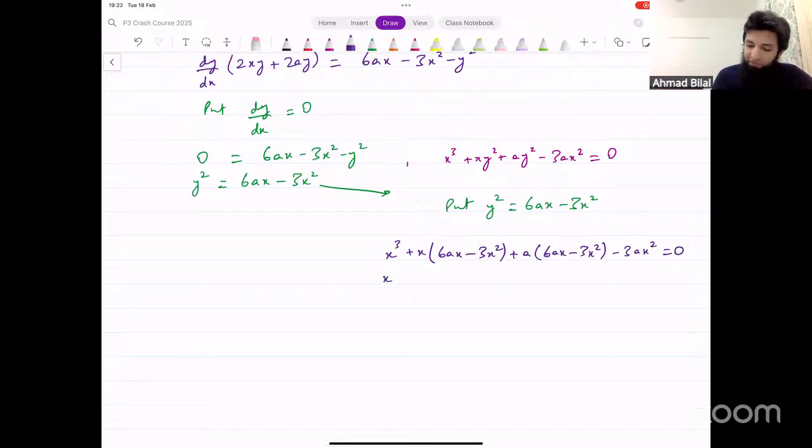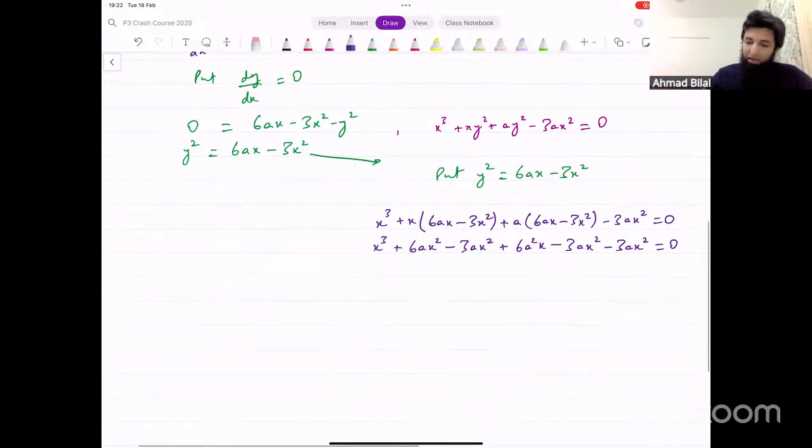Let's simplify this further. We get x cubed plus 6ax squared minus 3ax squared plus 6a squared x minus 3ax squared minus 3ax squared. This equals 0. And if you think about it, these three terms are the same. 6ax squared minus 3ax squared minus 3x squared, obviously. So they will get cancelled.